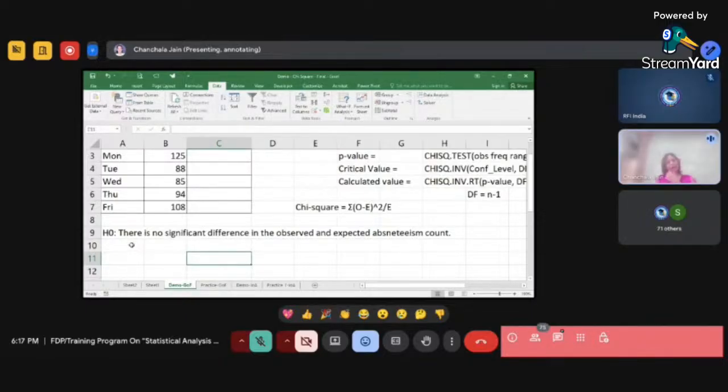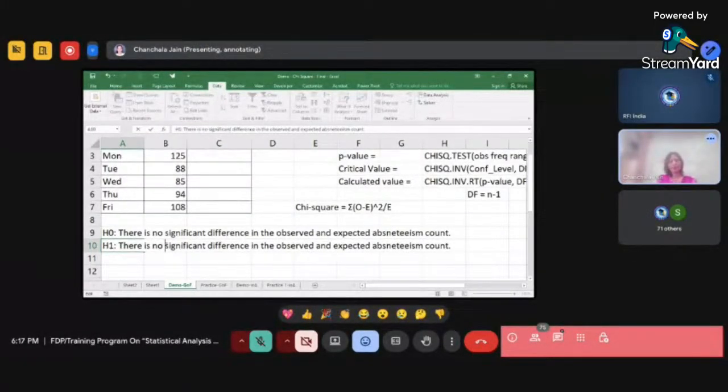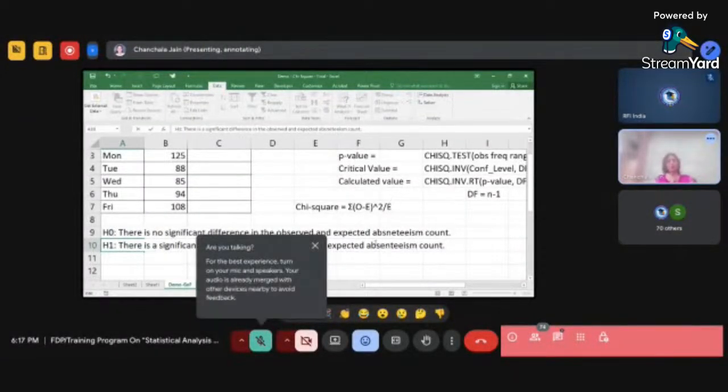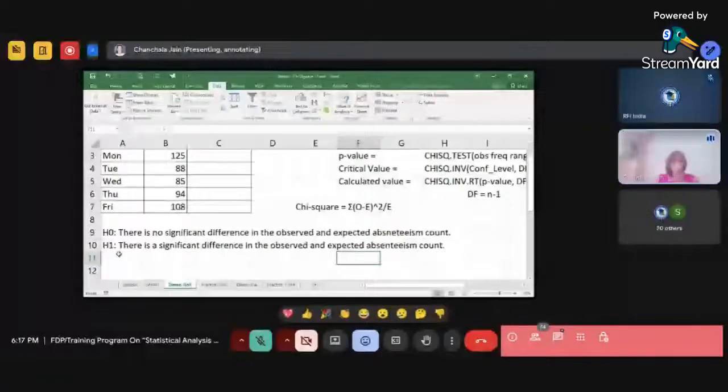So if this is my null hypothesis, alternatively, if I want to write my alternative hypothesis, what I will write is there is a significant difference in the observed and expected absenteeism count. Fine. Yes, ma'am. So the null and alternative hypotheses, both, I have written here.